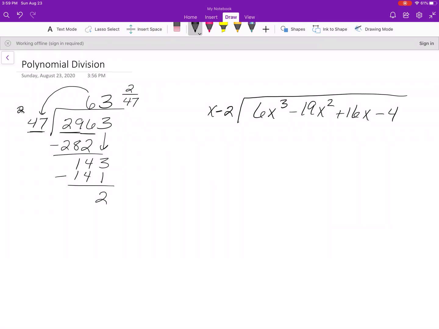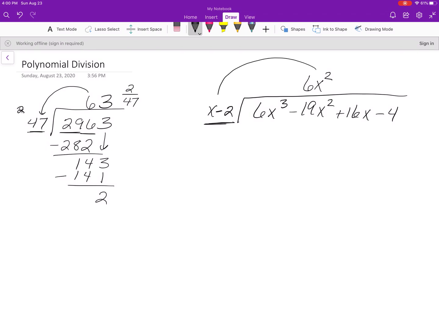Okay, so I ask myself, how many times does the binomial x minus 2 go into this binomial? I'll just take the first two terms there and call it a binomial. Well, I don't even have to really worry about all of it. I can just say, how many times does x go into 6x cubed? It would go into it 6x squared times. So I'd have to multiply x by 6x squared to get 6x cubed.